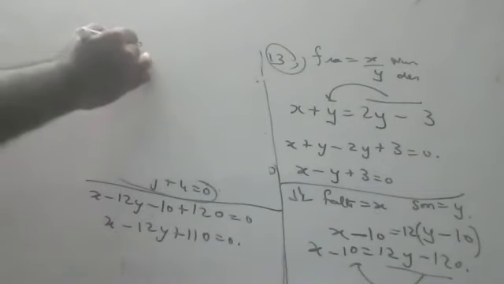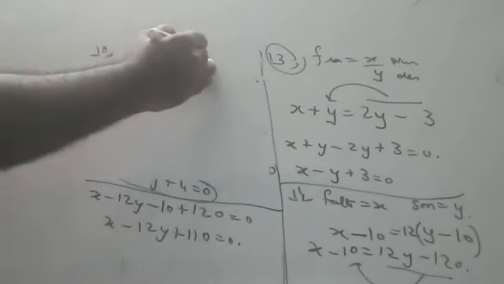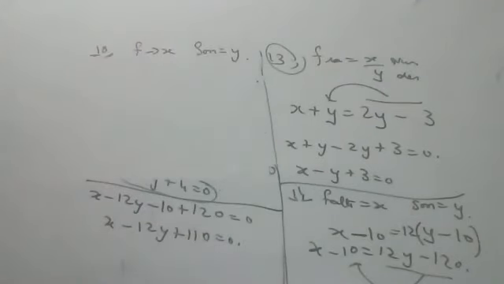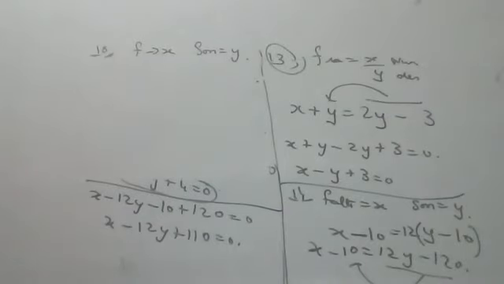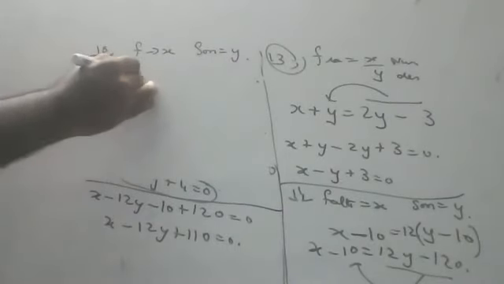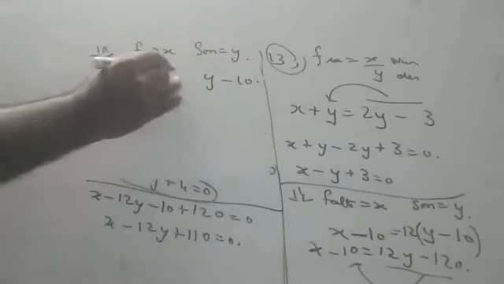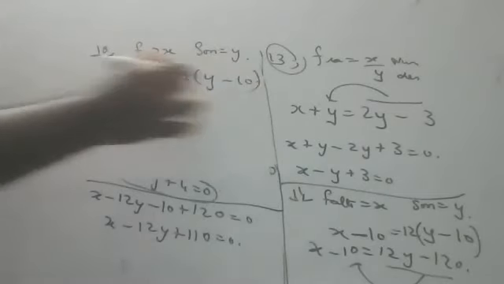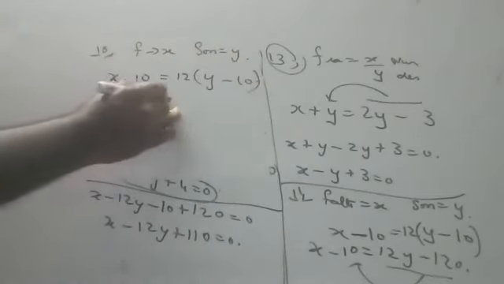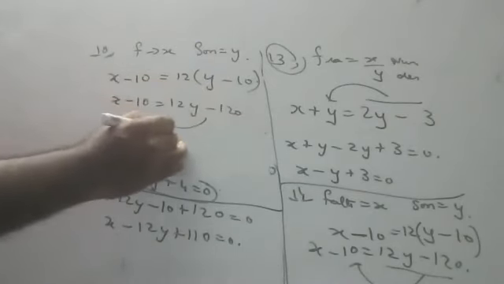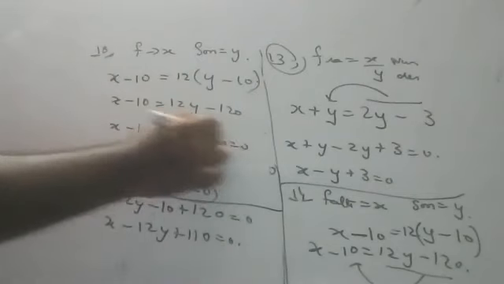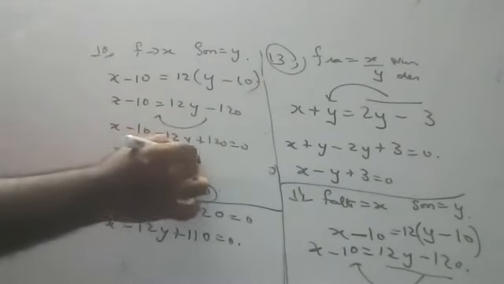Father's age is x and son's age is y. Anyone want to give a try? 10 years ago, father was 12 times as old as his son. Oh, we already did the same sum. Same sum, children. 10 years ago, father was 12 times, times means into. So x minus 10 equals 12y minus 120. Bring this here. x minus 10 minus 12y plus 120 is equal to 0. x minus 12y plus 110 is equal to 0.